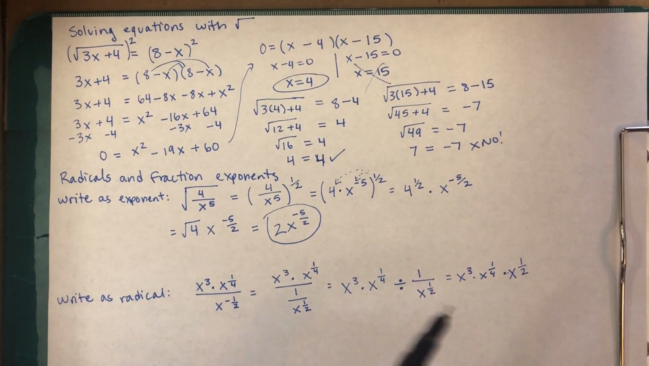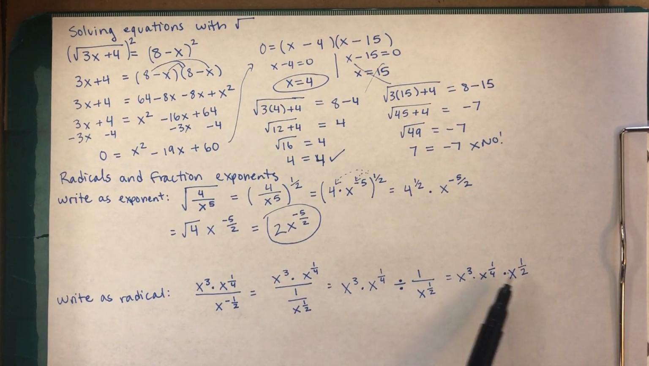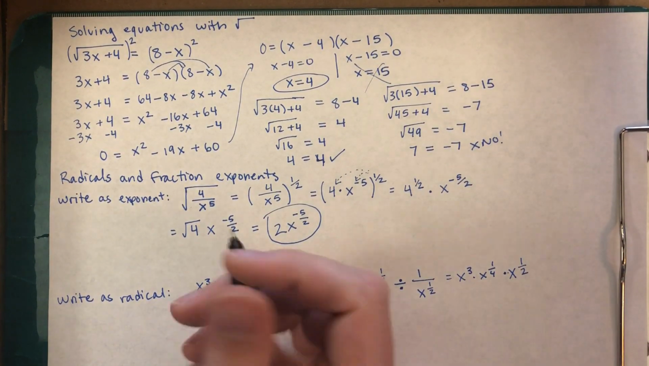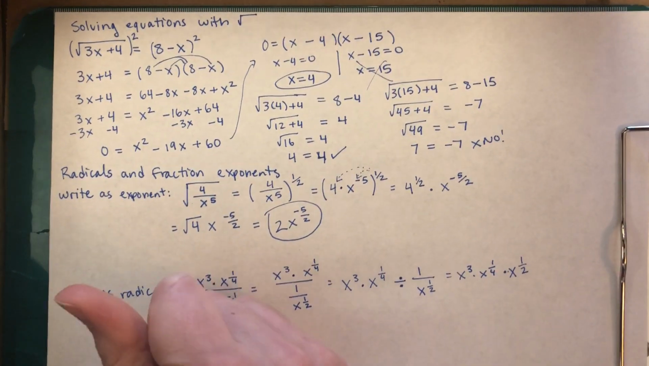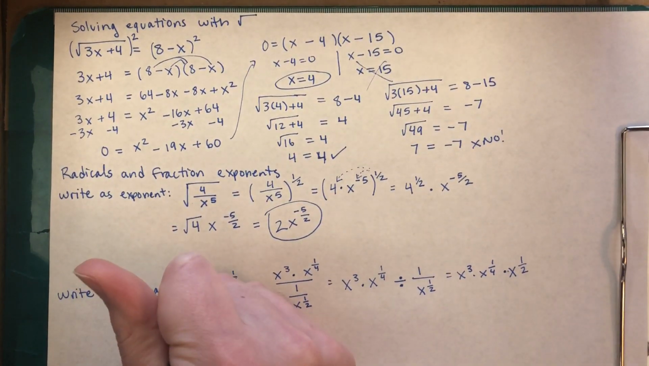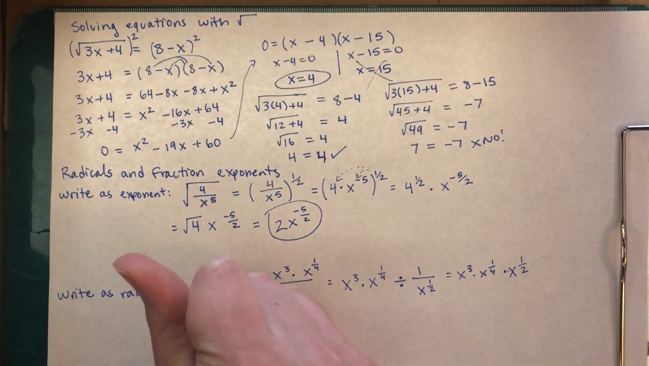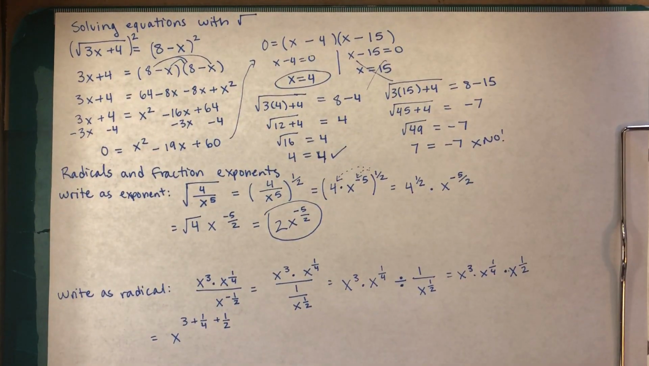Okay. Now I have 3 x's multiplied together, all with different exponents. And the rule here is if I have the same base multiplied, the exponents are going to add together. So this is going to be the same thing as x to the power of 3 plus 1/4 plus 1/2. So now I just need to combine these numbers together into a single fraction.